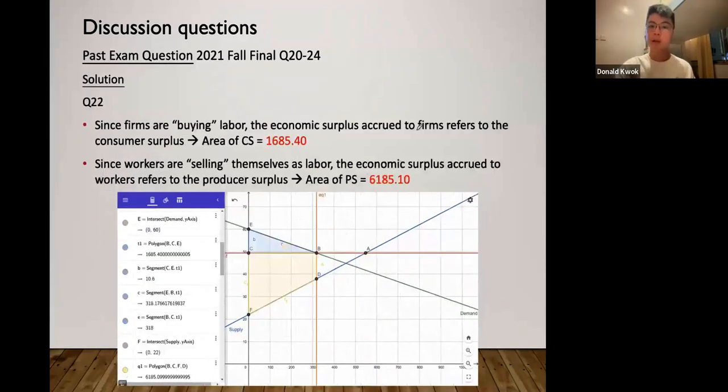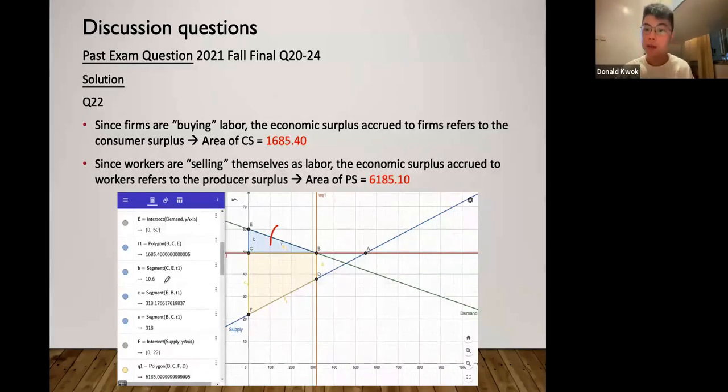So for the economic surplus accrued to firms, they are actually referring to consumer surplus. Why? Because in the labor market, firms are actually buying labor. So this is why economic surplus accrued to firms is referring to consumer surplus. And consumer surplus under an effective price floor would be the blue triangle here. So using a polygon function, we will be able to find out the area, which is 1,685.4.